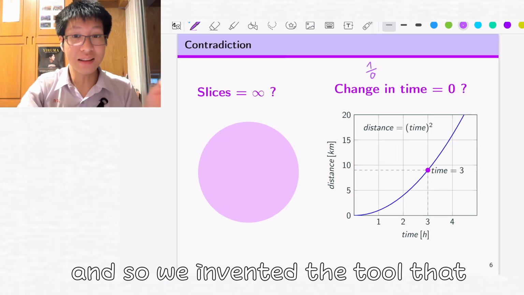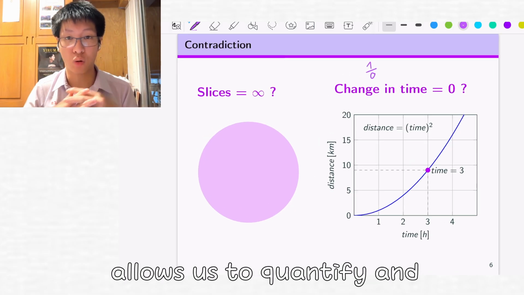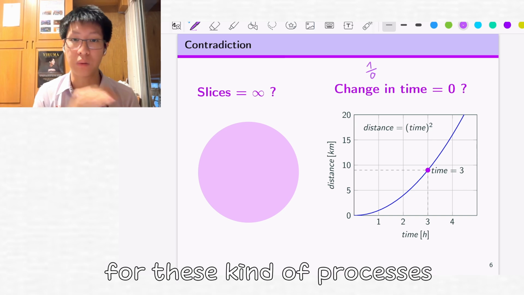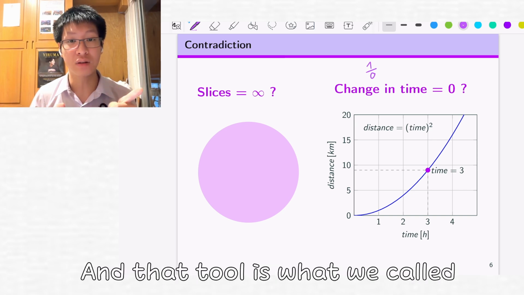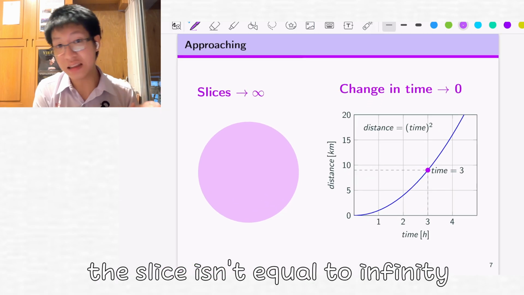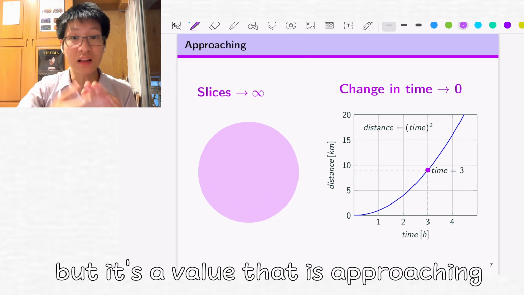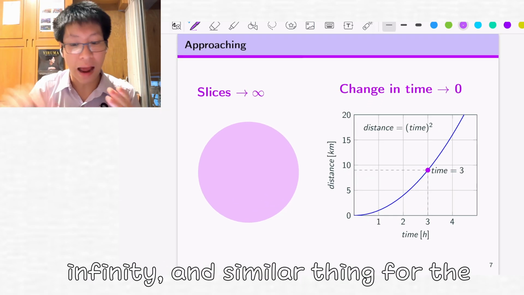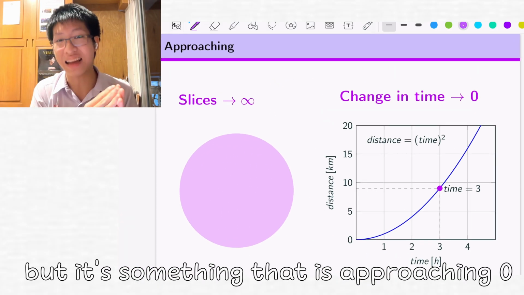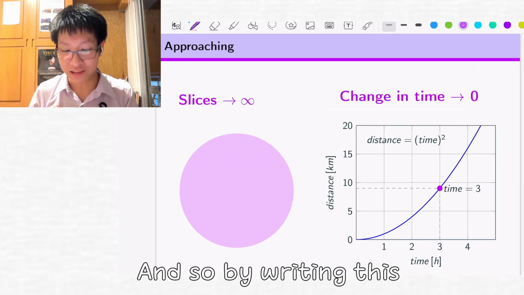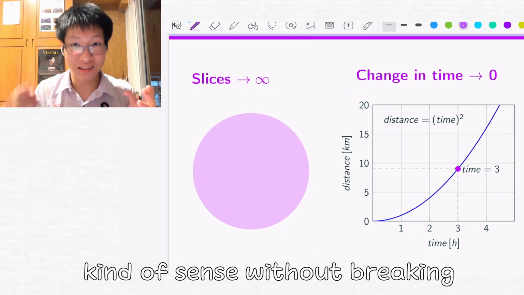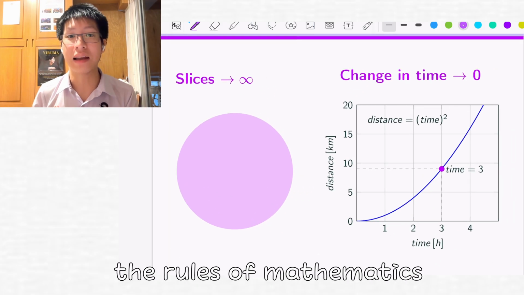And so we invented a tool that allows us to quantify and allows us to write a compact notation for this kind of process we're actually working on. And that tool is what we call limits. So the idea of a limit is that the number of slices isn't equal to infinity, but it's a value that is approaching infinity. And a similar thing for the change in time. It's not zero, but it's something that is approaching zero. And so by writing this, it allows us to get that kind of sense without breaking the rules of mathematics.